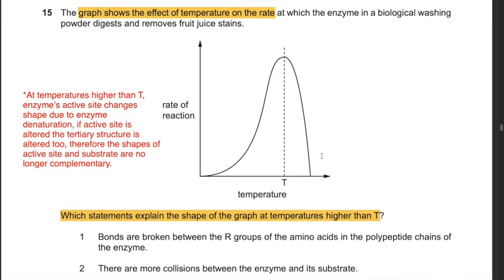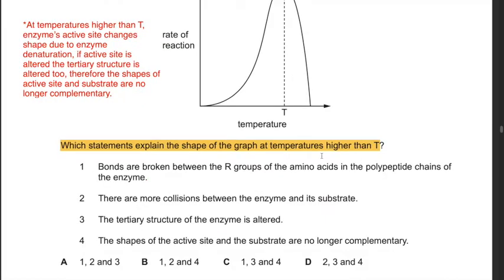And if you go through the answers, 1. Bonds are broken between the R groups of the amino acids in the polypeptide chains of the enzyme. Yes, 1 is a possible statement, because bonds holding the R groups represent tertiary structure, and the tertiary structure is affected if the active site changes shape. Therefore, 1 is correct. 2. There are more collisions between the enzyme and its substrate. That doesn't necessarily explain the shape of the graph at temperatures higher than T.